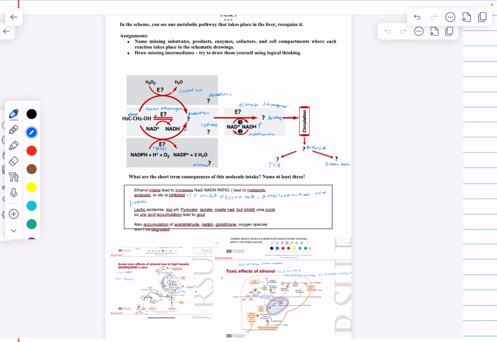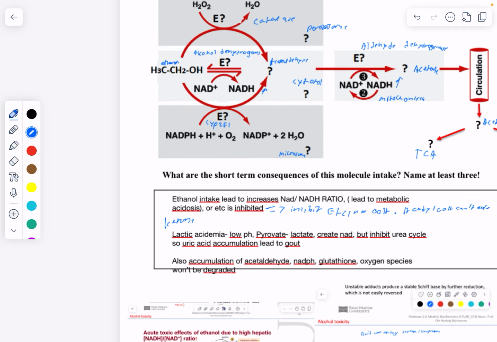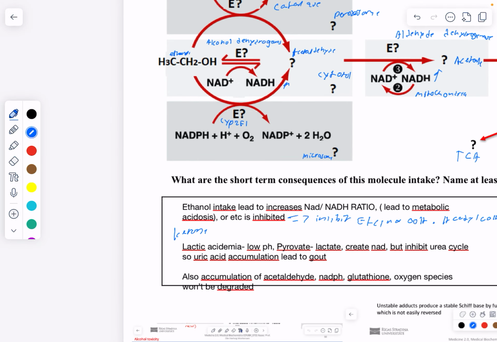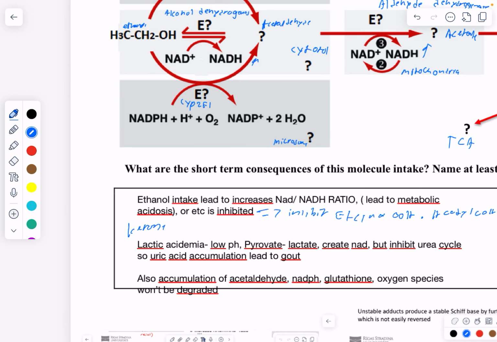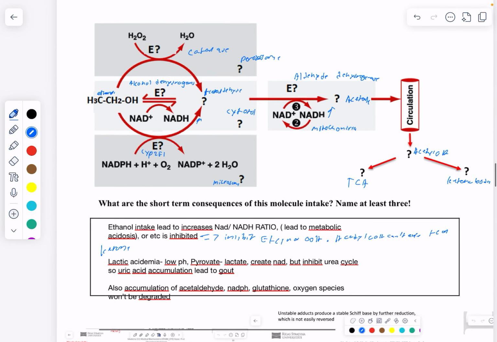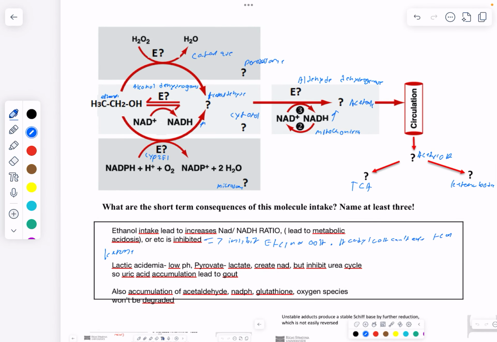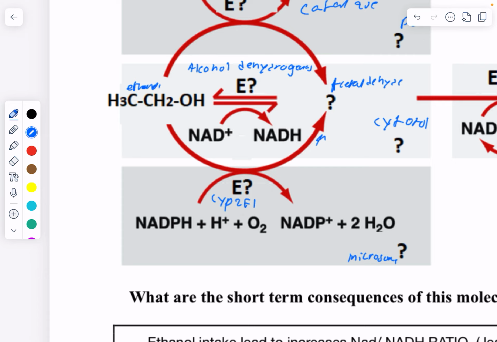And I will right now talk in short of the consequences of this molecule intake. So this is the ethanol. So what happens when we take ethanol? Ethanol intake leads to an increased NADH to NAD ratio, which could lead to metabolic acidosis, and the ETC is inhibited. And you could ask me why.